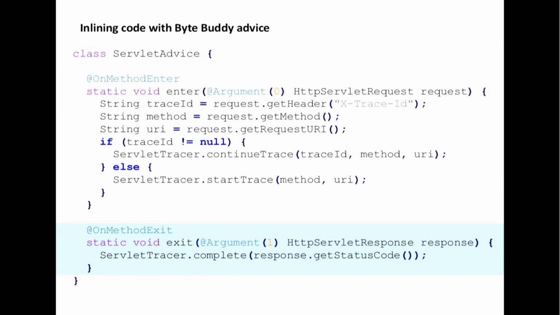Additionally to that, we have an onMethodExit method, and you can guess what that is. You get a response object. This is the second argument of the servlet API. And there we just say, okay, we want to now complete our request, and we want to record the status code that we have sent out. And this is then basically an annotation. So this code can now be added to every servlet in your application using a Java agent.